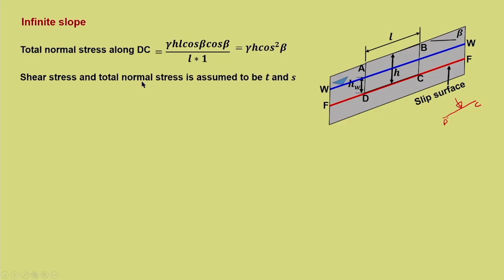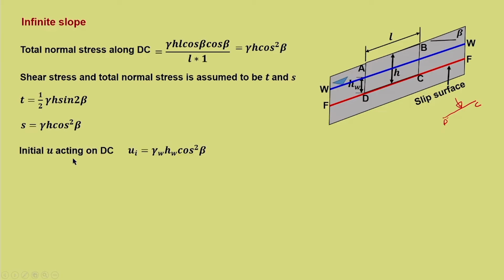Now, shear stress and normal stress are assumed to be T and S for the time being. So, let us assume that the shear stress we have determined and the normal stress we have just found out can be considered as T and S respectively. So, T is equivalent to shear stress, half gamma H sin 2 beta, and S is equal to gamma H cos square beta.